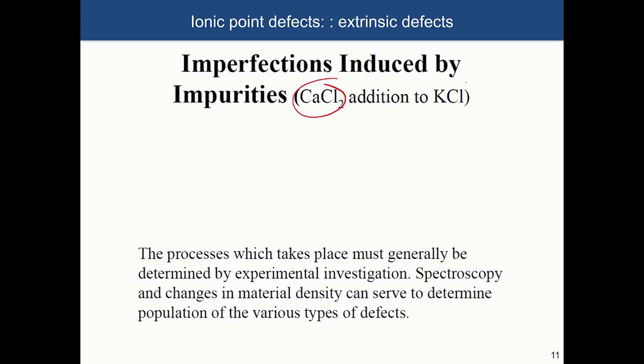Again, we are adding calcium chloride to potassium chloride, and there will be two specific reactions that can describe the situation. How we would write this is that we are adding calcium chloride into potassium chloride. This will result in calcium replacing a potassium atom, plus forming one vacancy of potassium and forming two substitutional chlorine atoms here. So what is the meaning of this last part?